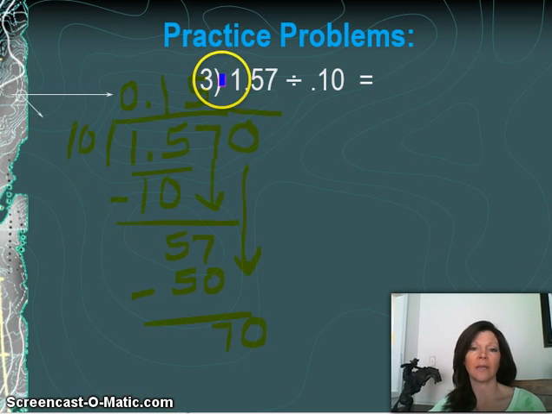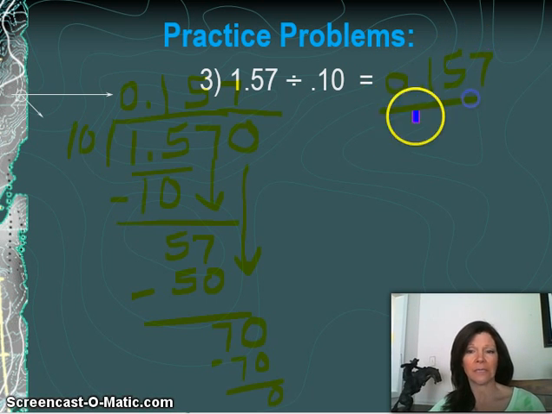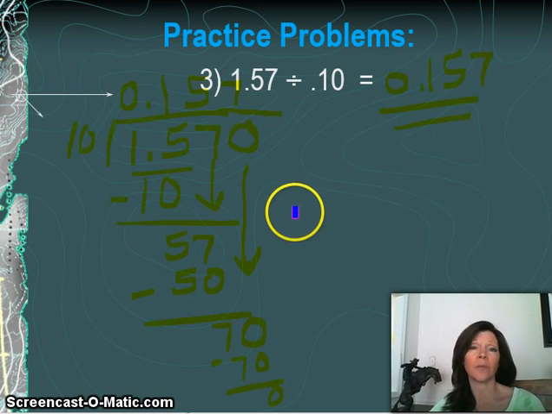10 goes into 70 7 times. 10 times 7 is 70. Subtract, and you have 0. So your answer to 1 and 57/100 divided by 10 is 157 thousandths. That was kind of difficult. Hopefully you did well. You might see some of those in today's assignment. You might not, but you'll see some in the future.